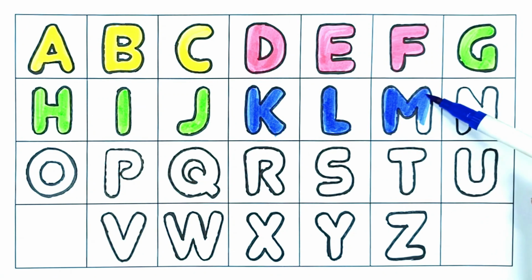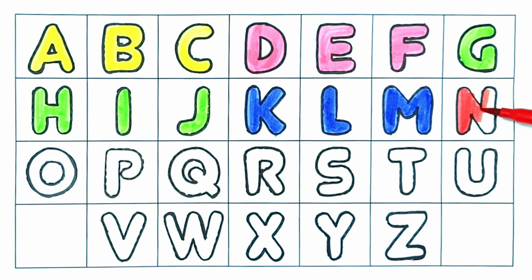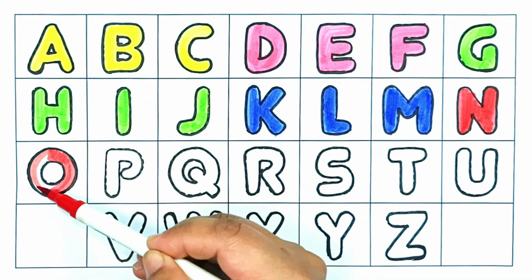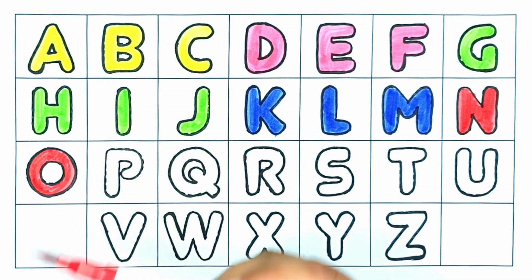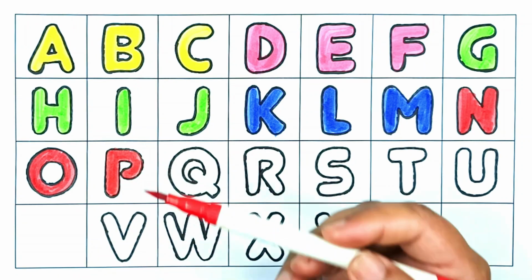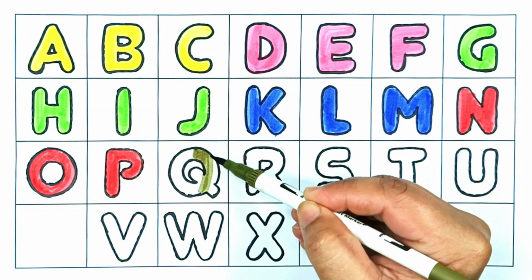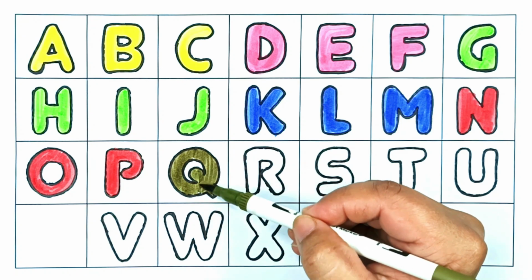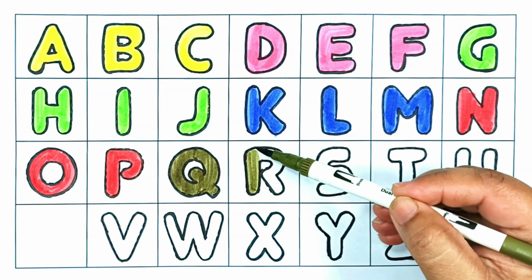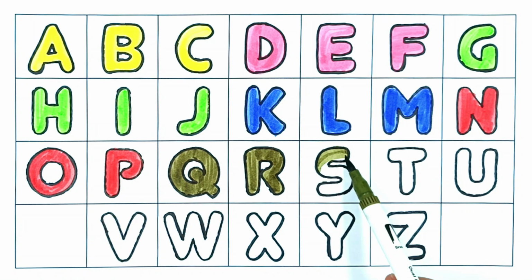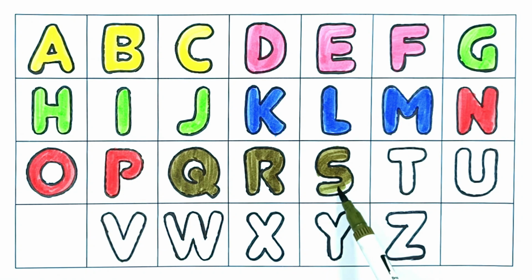M for man. M for man. N for net. N for net. O for onion. O for onion. P for pen. P for pen. Q for queen. Q for queen. R for ring. R for ring. S for star. S for star.